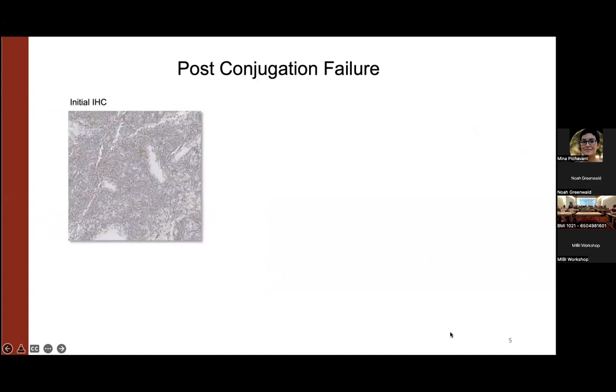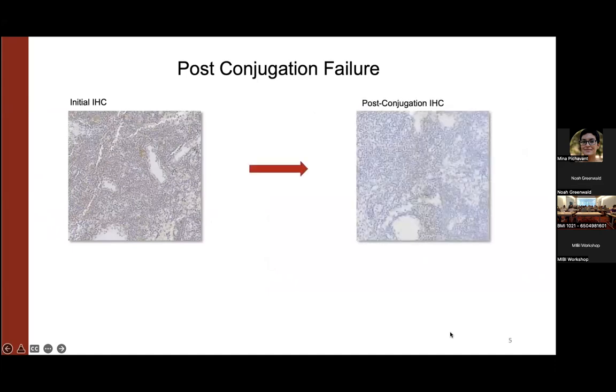The first issue that we'll be looking at is post-conjugation failure. This is when you're having some sort of initial staining that's looking good, and then after your conjugation, for whatever reason, all of your staining disappears. There are a couple of issues that we can have here. The first thing I'd like to say before addressing this issue is it's not very common. It's not very often that we see this difference.